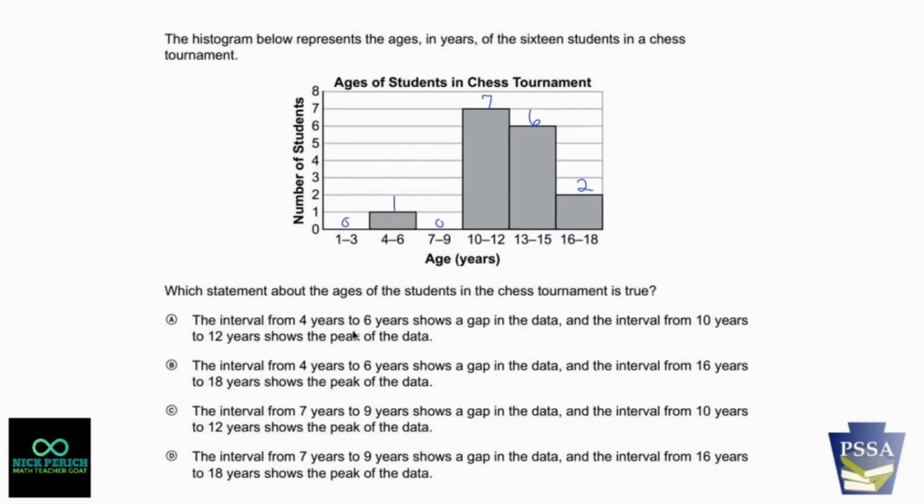The interval from 4 to 6, which is this guy, shows a gap in the data. And the interval from 10 to 12 shows a peak in the data. I do agree with this part. 10 to 12 does show a peak in the data because it's the highest. But the gap is not between 4 to 6. The gap is between 7 to 9. So this is wrong.